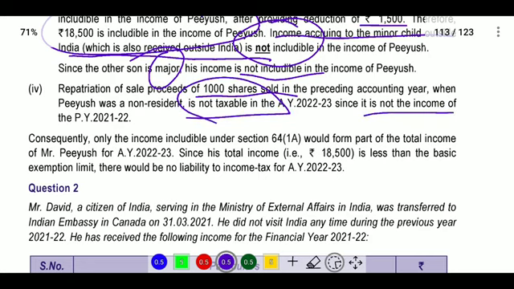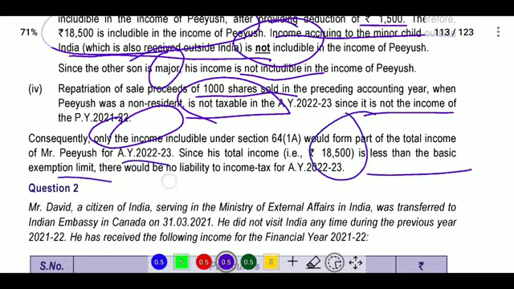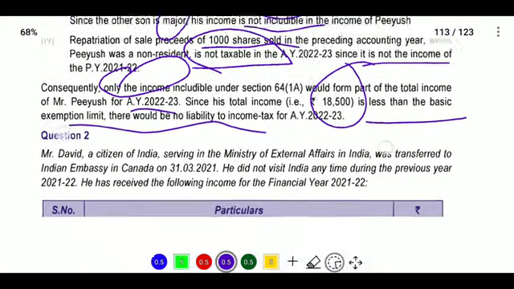Consequently, only the income included under section 64(1)(a) would form part of the total income of Mr. Piyush for assessment year 22-23. Since his total income of only 18,500 is less than the basic exemption limit, there will be no liability to pay tax.